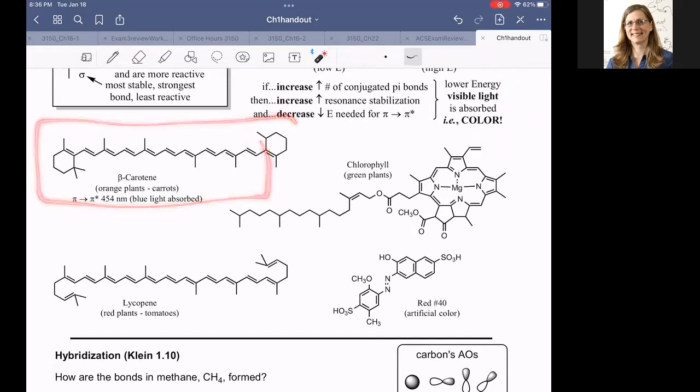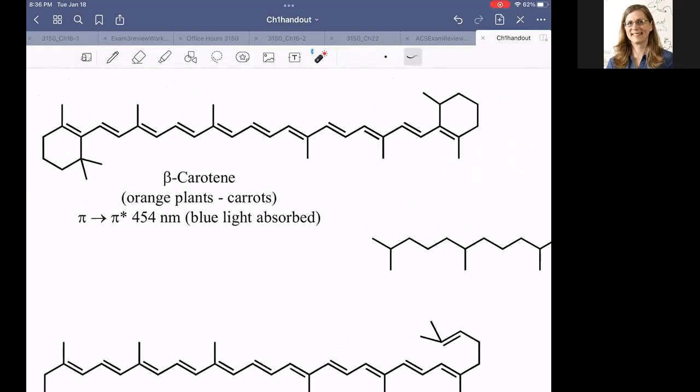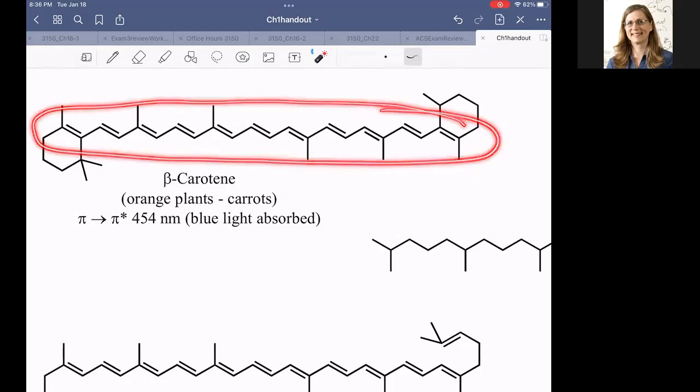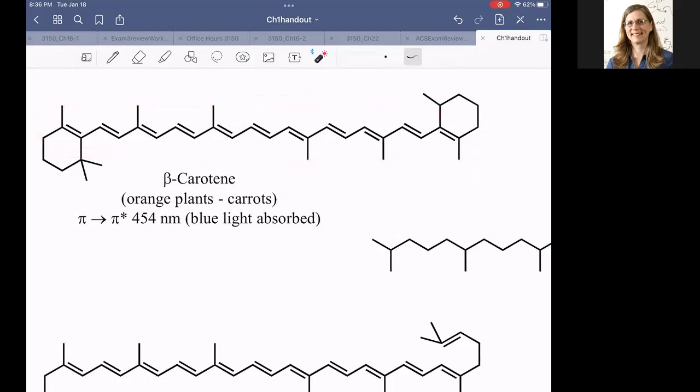This is the structure of beta carotene. Where have you heard of that? Where might you find that? Where did it get its name, carotene? It's called that because this is the compound in carrots that makes them orange. And as you can see, we have this long conjugated system, again alternating double bonds, single bond, double bond, single bond, double bond, single bond.